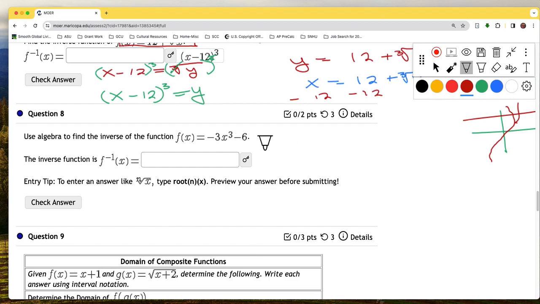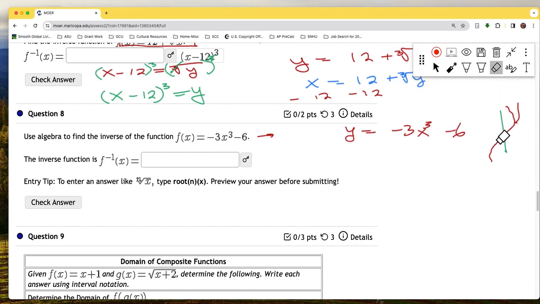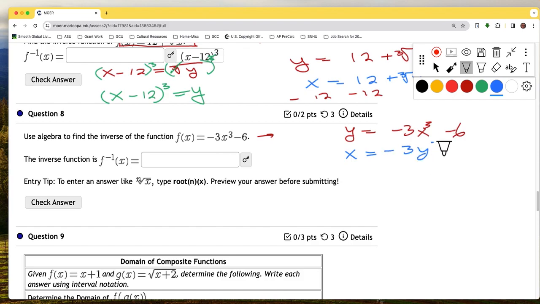Okay, so this one, again, we're just going to write it as y equals negative 3x to the 3rd minus 6. And kind of get this stuff out of the way. First step, change the y and the x. So y becomes x, x becomes y. That's the inverse step. That's what the inverse does. Now we solve for y. We're going to add 6 to both sides.